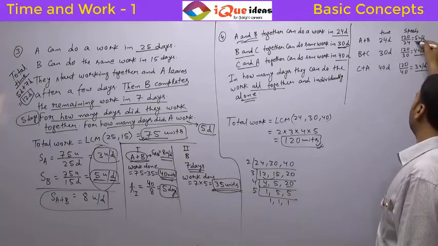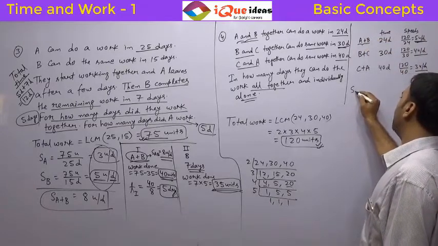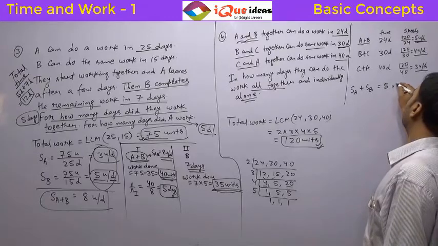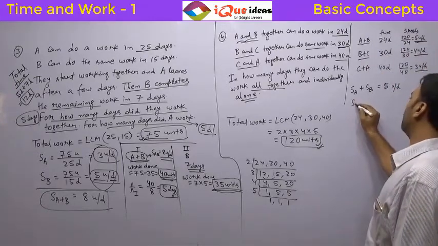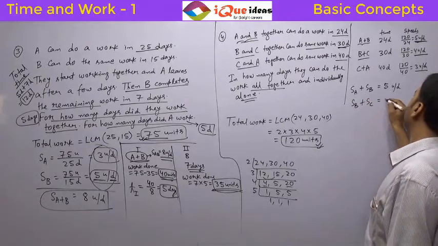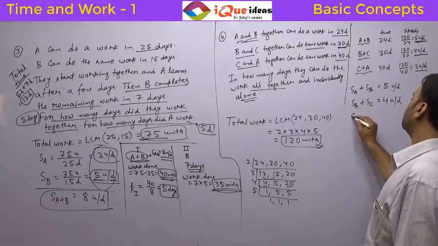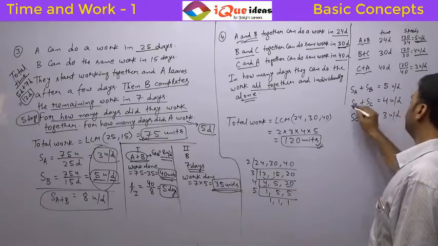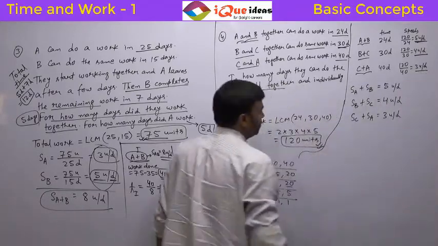Now what does it mean? What is the meaning of this 5? This 5 is the combined speed of A and B. That means speed of A plus speed of B is equal to 5 units per day. Similarly, B plus C combined speed is 4 units per day. So speed of B plus speed of C is equal to 4 units per day. And from here we get speed of C plus speed of A, that is 3 units per day. So now we have three equations and we can solve them to get the individual speeds.